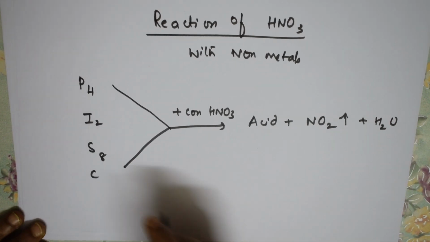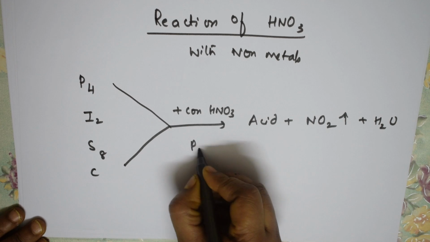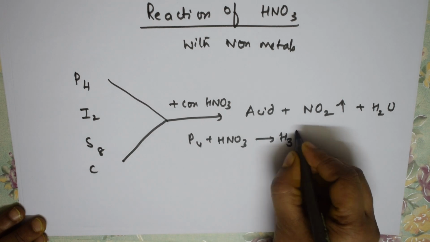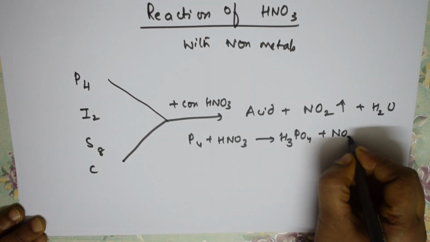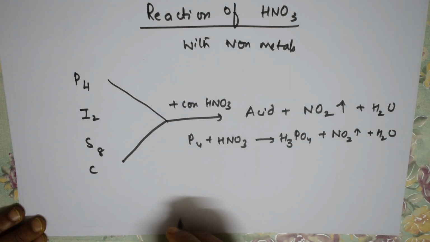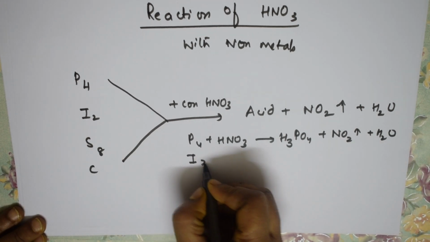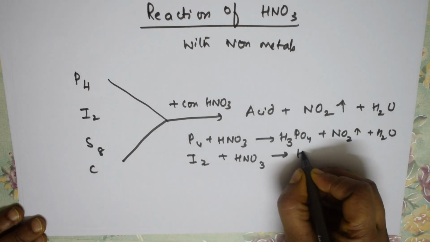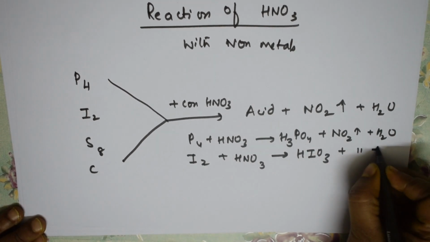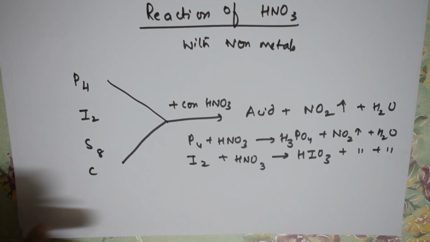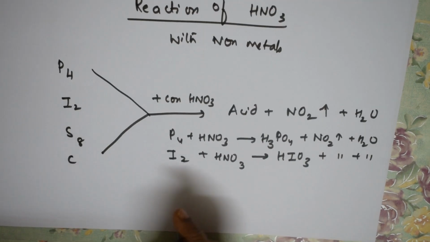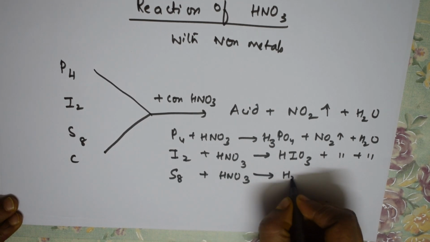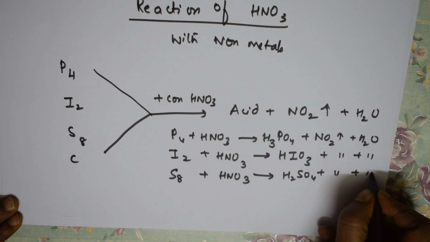Now let us write the reactions. Phosphorus, what is that? P4 plus HNO3, concentrated. What will I get? I said acid. What is acid? Phosphoric acid plus NO2 plus water. Let us take iodine. Iodine, I2 plus HNO3. I'm not writing the balancing, I'm just showing it to you. What acid you get? Hydroiodic acid plus same compounds. Now let me take further S8. Sulfur 8, if I take, it's going to give me sulfuric acid, same byproducts.